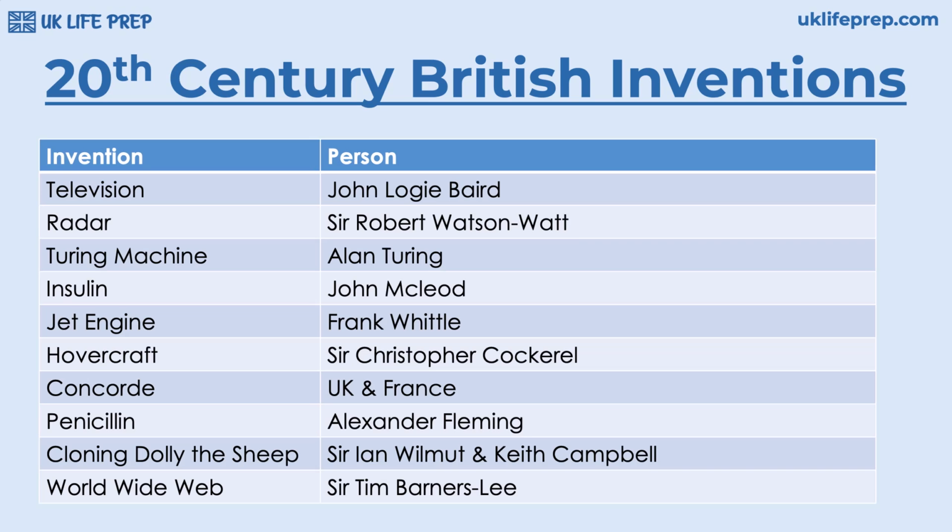I've summarized them all here in this table for you. Now you do need to know what the invention is and who invented them. Now there's quite a lot here, so if you remember just 5, I recommend these ones. Radar, the Turing machine, and by the way, if you haven't seen the movie Imitation Game, I highly recommend you watch it because it's a fantastic movie and you will not forget about Alan Turing and the Turing machine. The jet engine, the Concorde, and the World Wide Web.